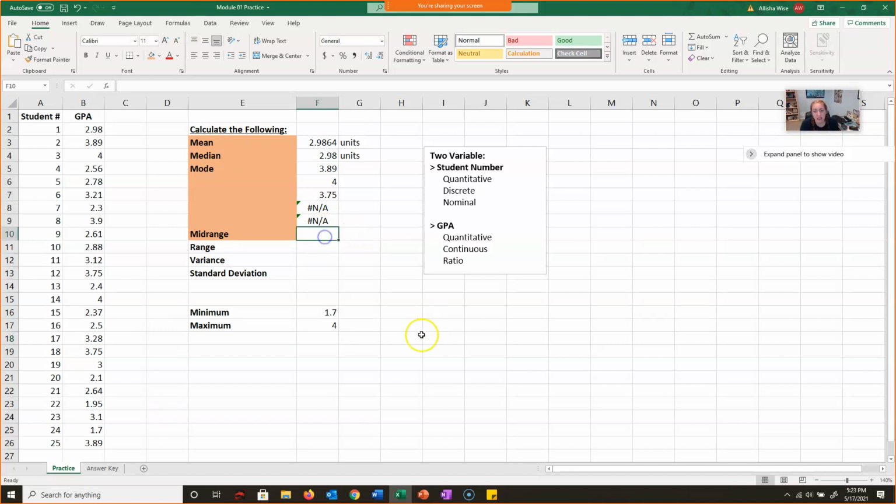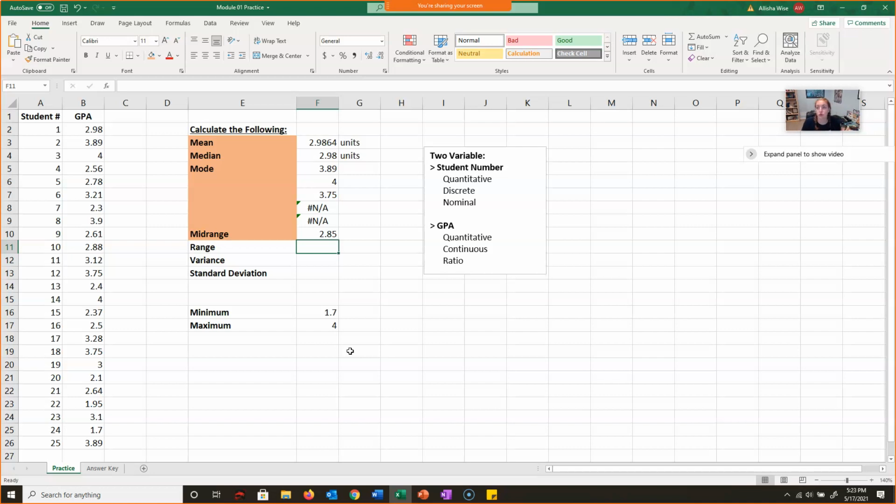So the mid-range is going to be equals. Now we have to be careful about parentheses here. So we type equals parentheses. I need to add my minimum and my maximum, so I'm going to use cell referencing to grab those. Close those parentheses. That's going to add the top and the bottom. Divide by 2. And you've got the mid-range, which is 2.85.